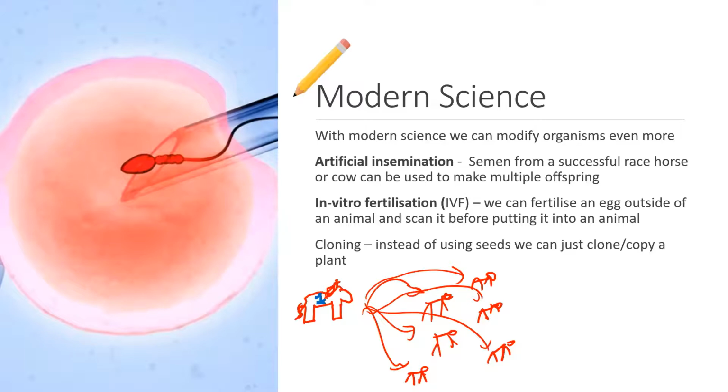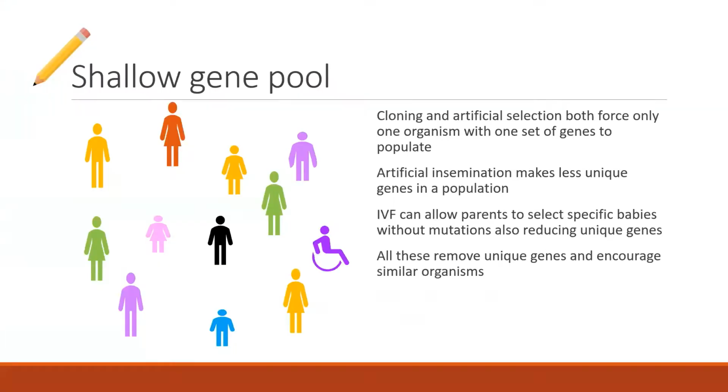Now let's keep going. I've got 2 more slides to go through. I wanted to talk about what is called the shallow gene pool. This is probably the second last slide. Okay, so cloning and artificial selection, I'd like you to copy this down here.